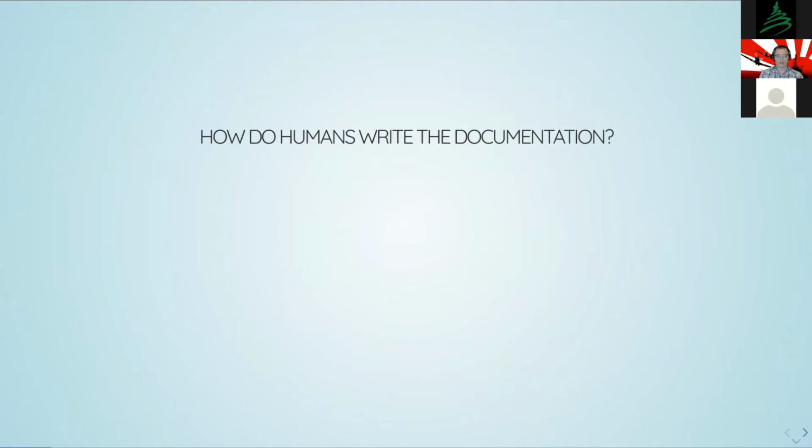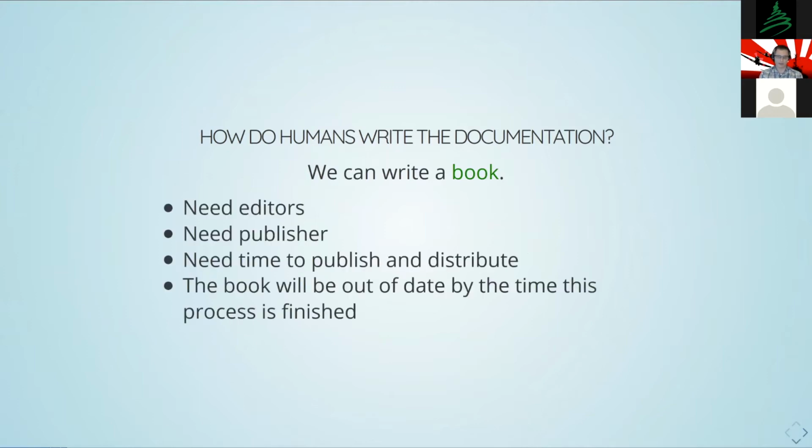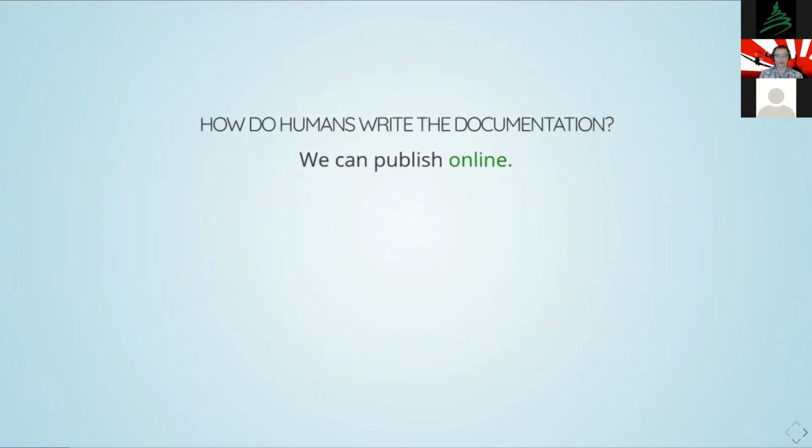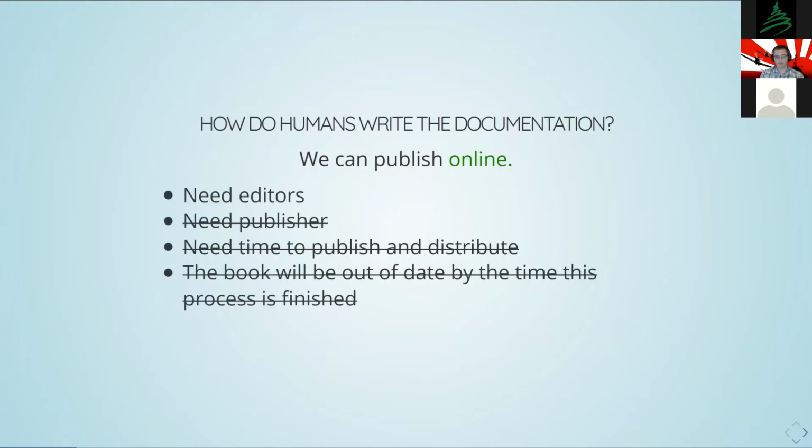So how do we humans write documentation? Well, we can write a book that requires an editor and publisher, and takes a long time to distribute and publish. And by the time the book's out, since we're documenting, in this case, software, the software will probably be different by the time the book's out. So we can publish online where we don't need most of that stuff, but we still need editors. But suddenly you need to know HTML. It's a pretty big hurdle.